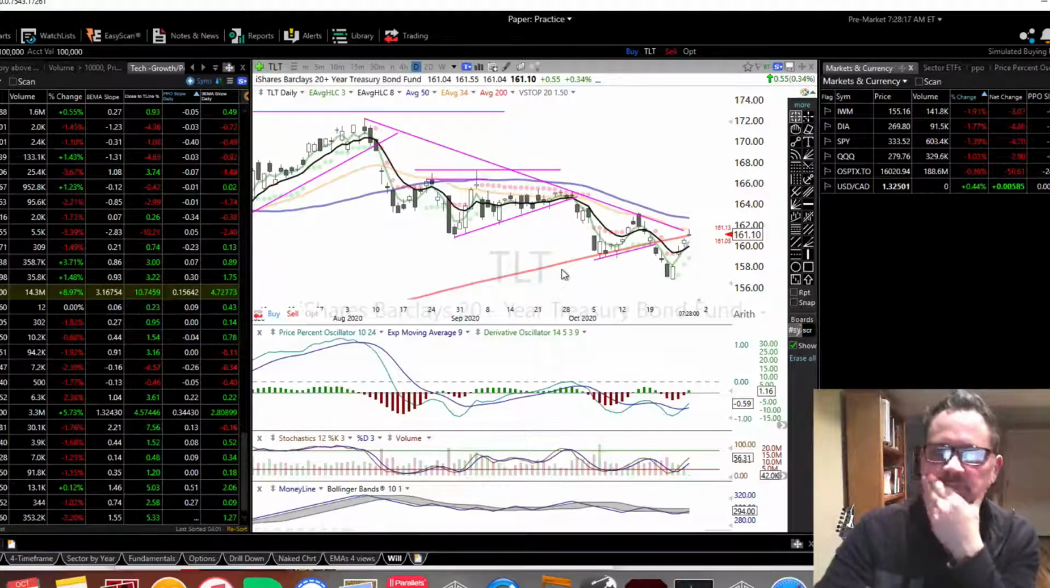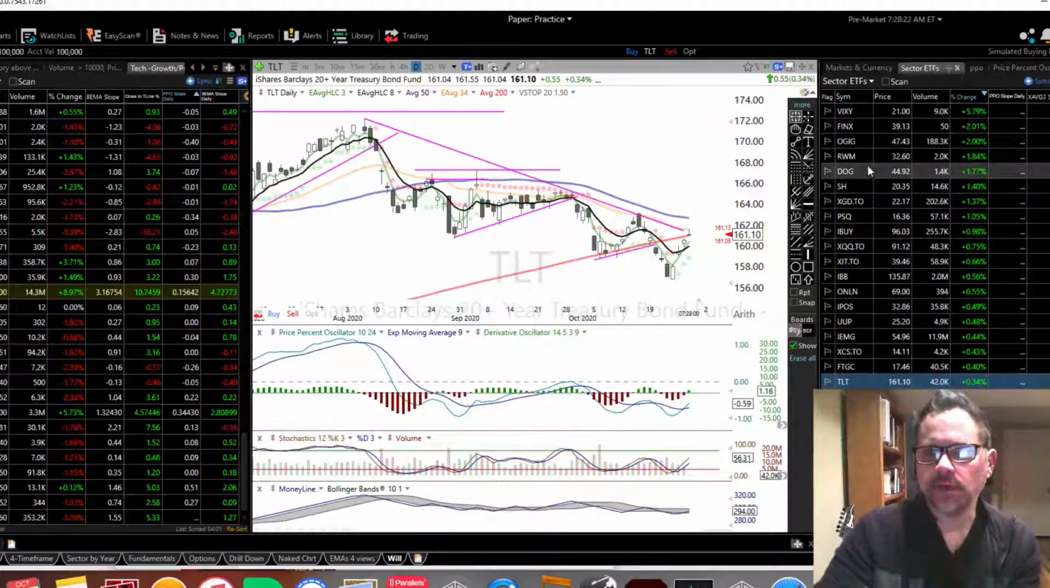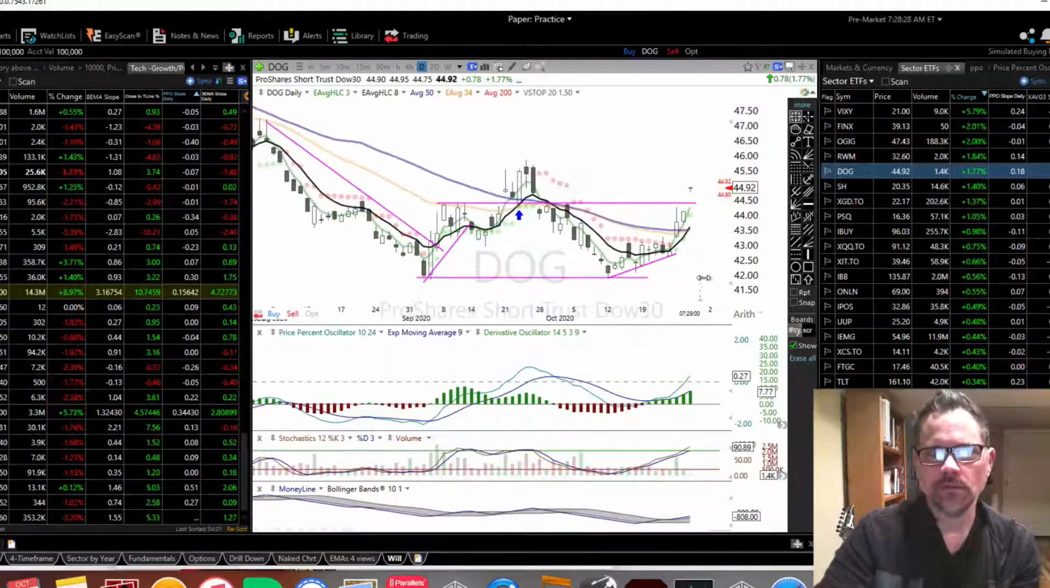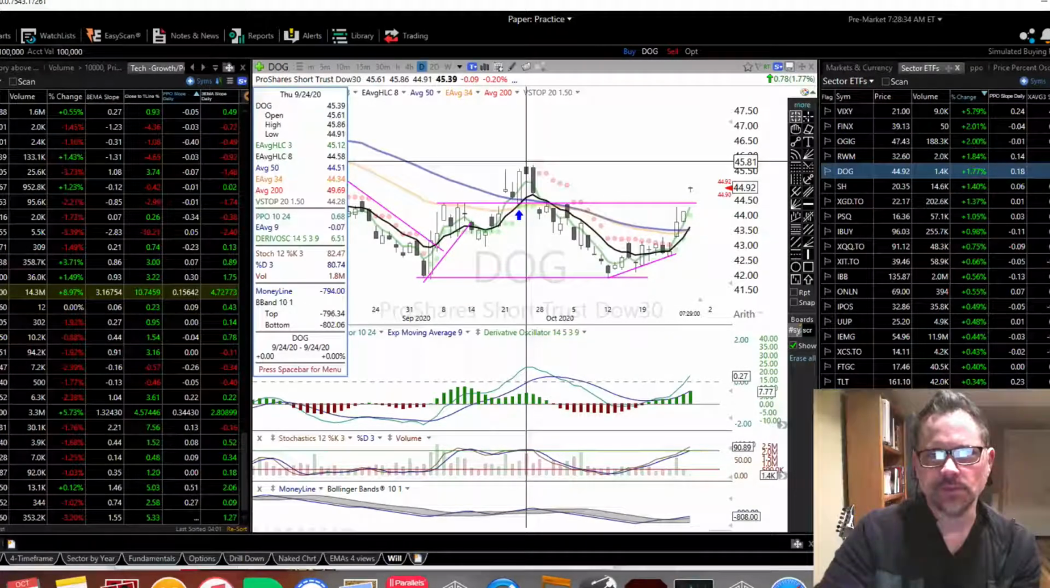So then one thing you can do is look at sectors. You can look at inverse funds, ETFs. So the inverse of the Dow is called DOG. And you can see we've broken up, and there's another resistance up here.